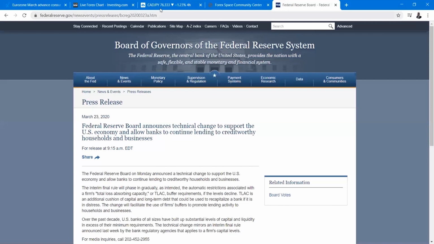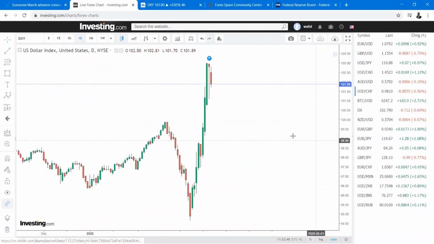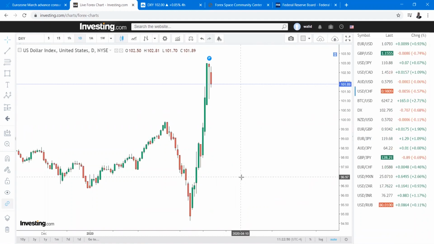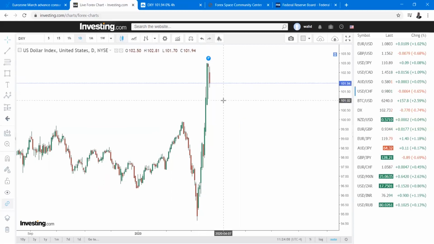Let's go to the dollar index chart. As you can see, we had a huge rally in the dollar index. This down move was due to the Fed's announcement, and price could continue to correct even more before heading up again.